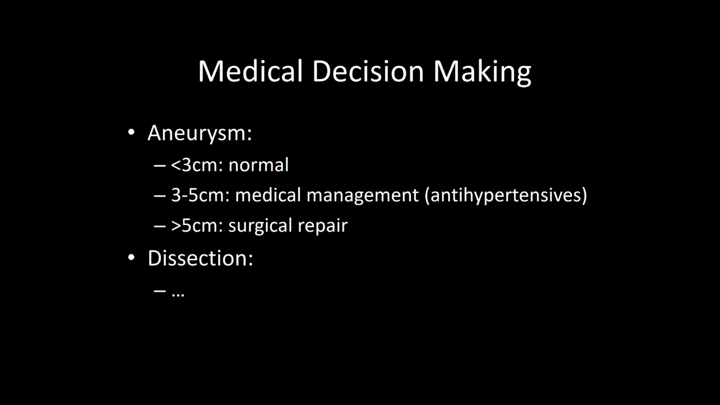Let's talk medical decision making. Any aortic measurement less than 3 centimeters is considered normal. Diameters in the 3 to 5 centimeter range are considered aneurysmal. However, these usually only require medical management with antihypertensives. Anything over 5 centimeters diameter is aneurysmal and likely will require surgical repair.